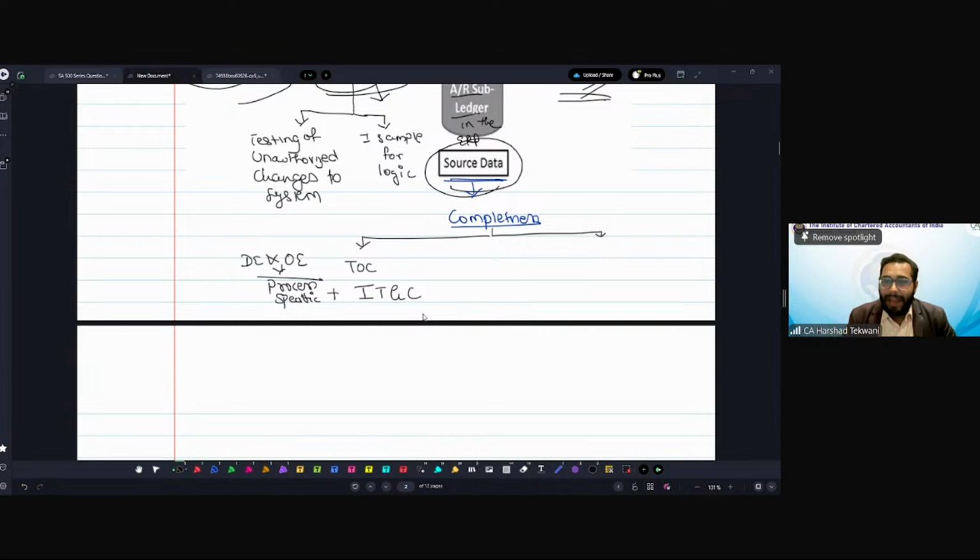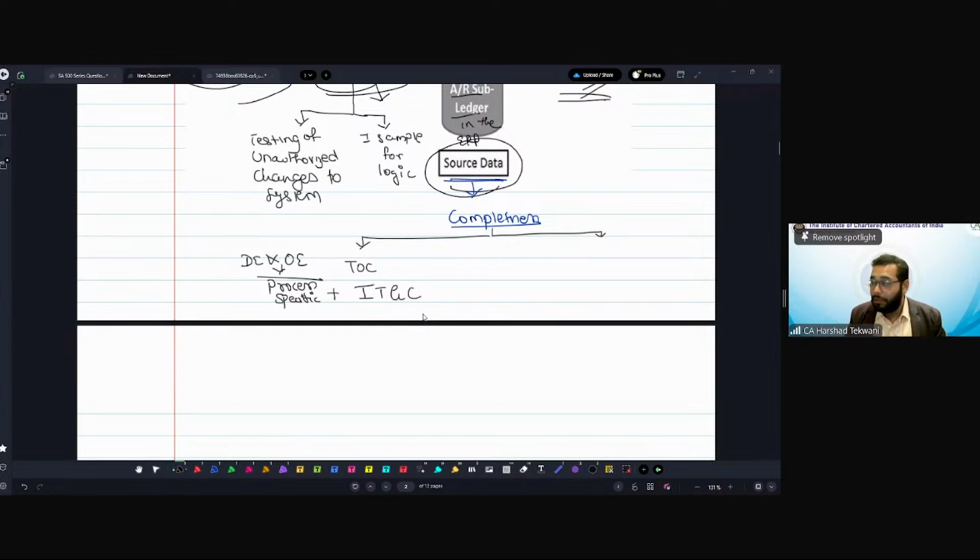Let's say Mr. X was the person who was supposed to approve all the invoices. Now his password is with everyone. Anyone can log in as Mr. X and approve all the invoices. So you will get that, okay, Mr. X has approved the invoices. Process specific control is working, but his password was accessed from 10 different computers. IT general control is failing. So I don't have comfort on the process specific control.